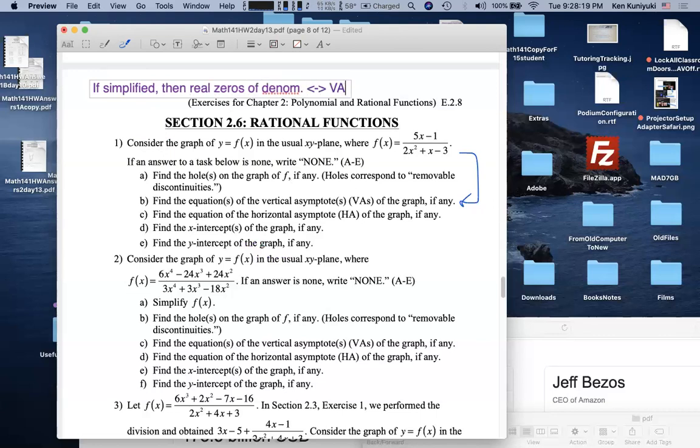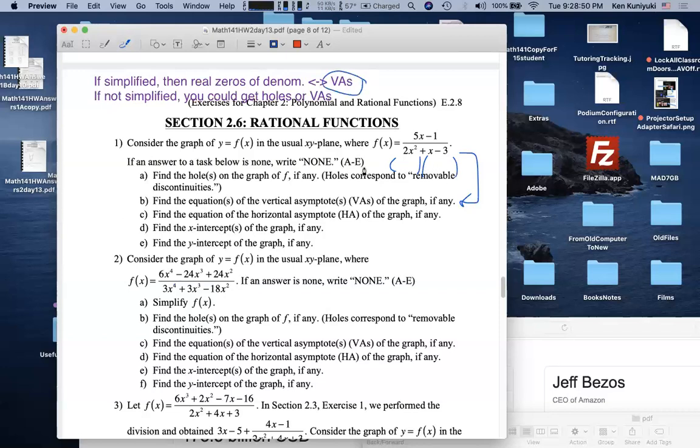Now, if it's not simplified, you could get holes or VAs at the real zeros. And that depends on whether the corresponding factors are eliminated in the bottom or not. If they're eliminated, you get holes. If they're not, you get VAs. So that's one way of looking at it. When you factor the bottom, those factors still survive, right? There's no cancellation. They don't get canceled out. So these factors still survive. You have VAs at the corresponding real zeros. And then if you cancel, you get holes. If you get a complete cancellation, right?